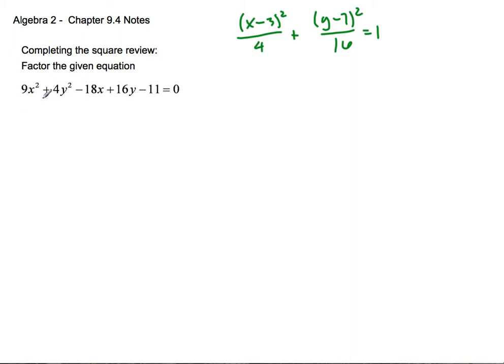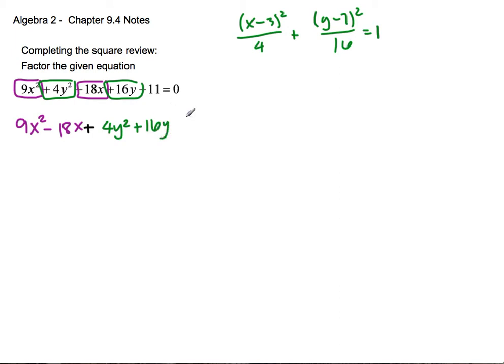So rewrite the equation by putting together all your x's. So we'll put this guy together with this guy, and all your y's, which would be this guy and this guy. And don't worry about that 11 right now. That negative 11, he'll show up later. So what we're going to have is 9x squared minus 18x plus 4y squared plus 16y, and then minus 11 equals 0. So we're going to complete the square from here.